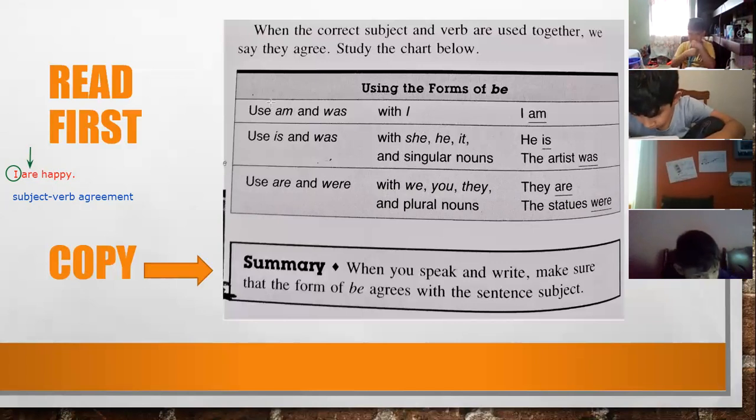What are the forms of be? Forms of be, am and was. Am in the present, was in the past.